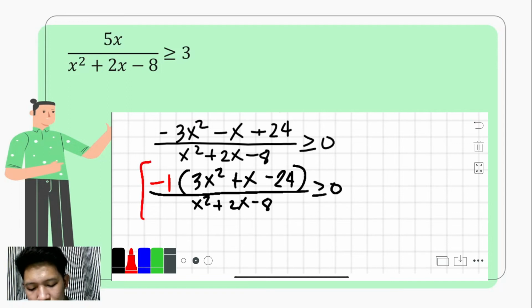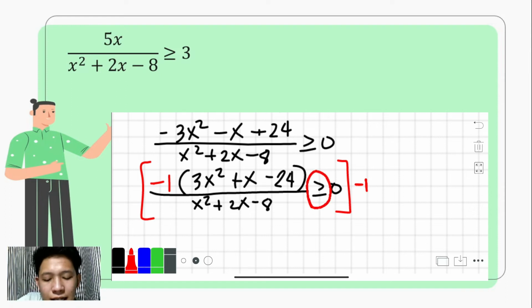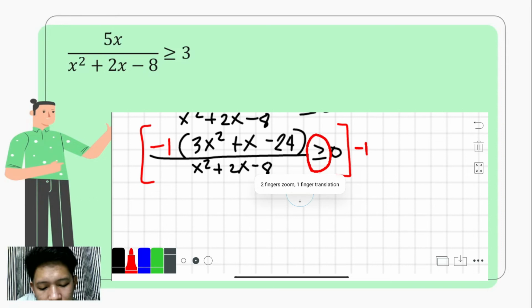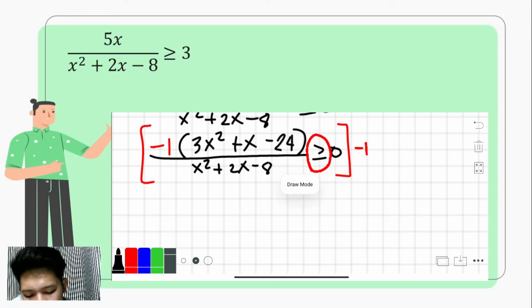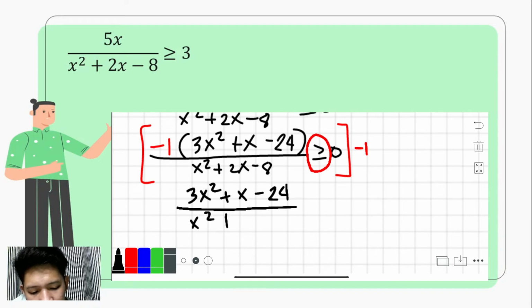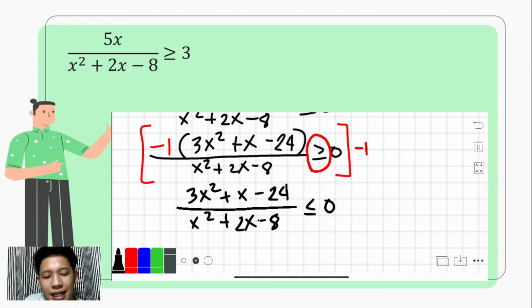And then we have to multiply both sides by negative 1 para matanggal po yung negative 1. Okay po? And kapag nag-multiply tayo ng negative, remember na nababago po yung direction ng ating inequality symbol. So making this equivalent to 3x squared plus x minus 24 over x squared plus 2x minus 8 is less than or equal to 0. So, naging less than na po siya. Kasi nga, minultiply natin ng negative 1.